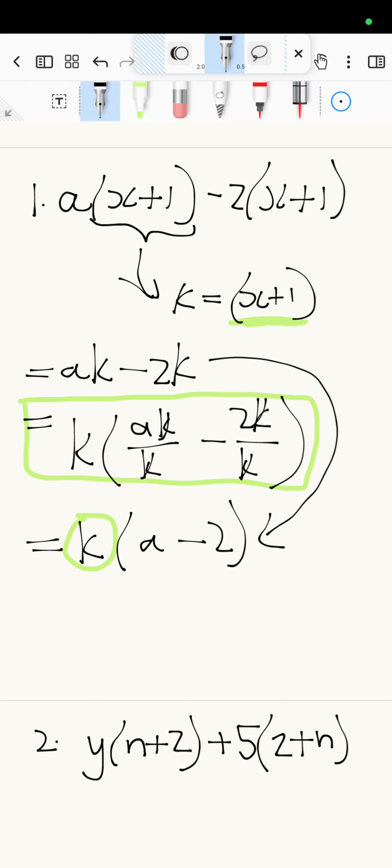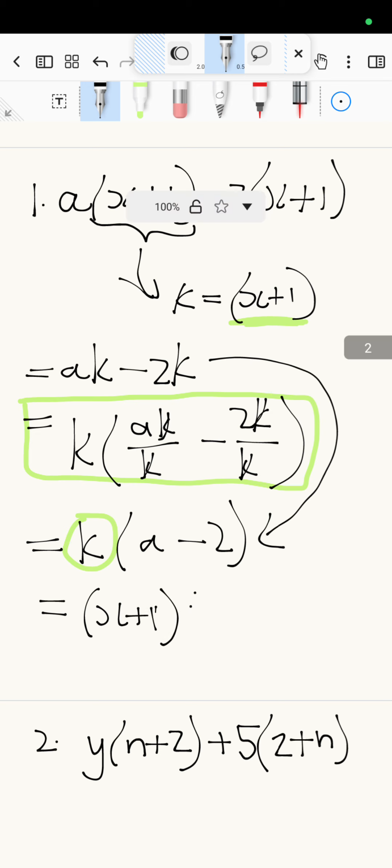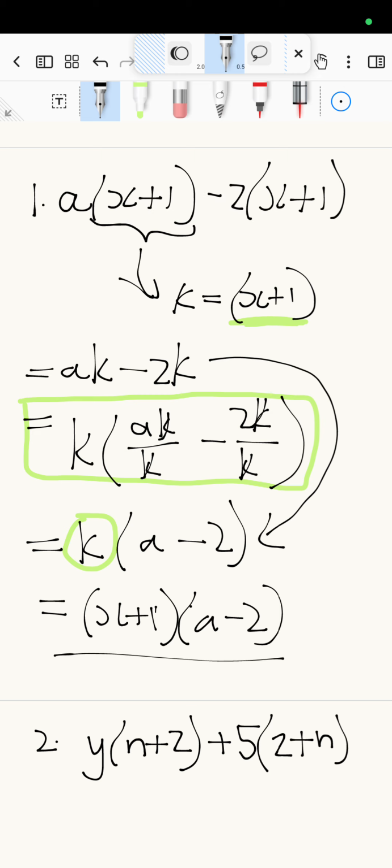So now we have to go and replace it again. So the answer is x plus 1 and a minus 2. So that's our answer over there. We use something called the k method so that we could identify the factor.